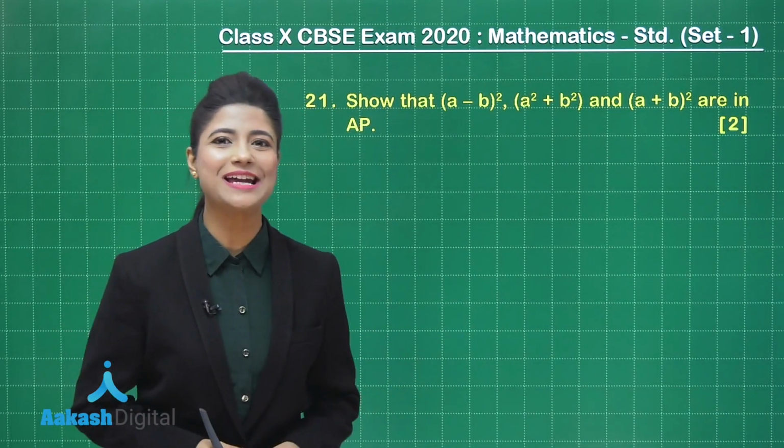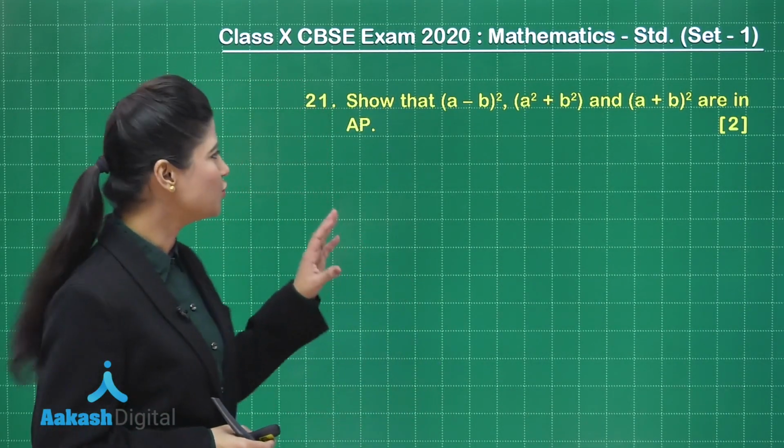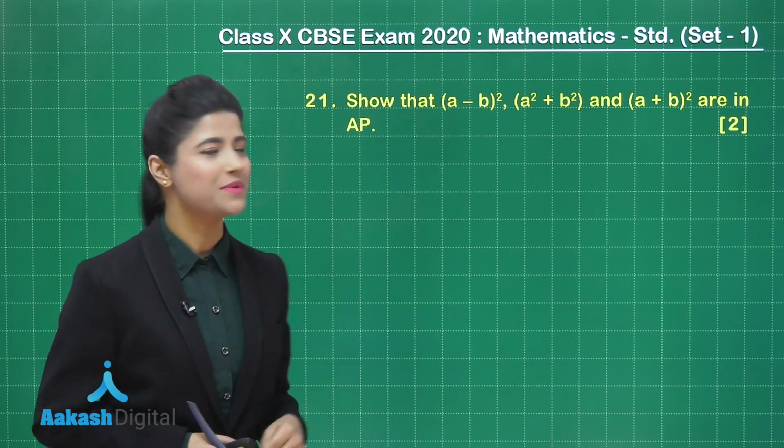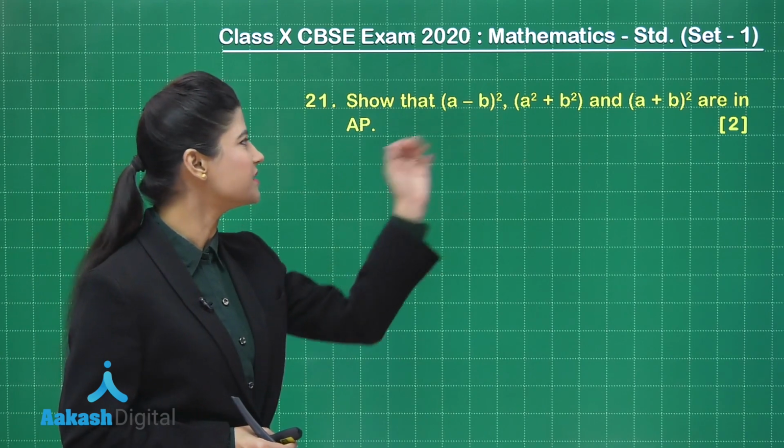Now let's proceed to section B. In section B, we have 2 marker questions. तो ये पहला सवाल है section B का, that is question number 21. It states, show that these 3 terms are in AP.